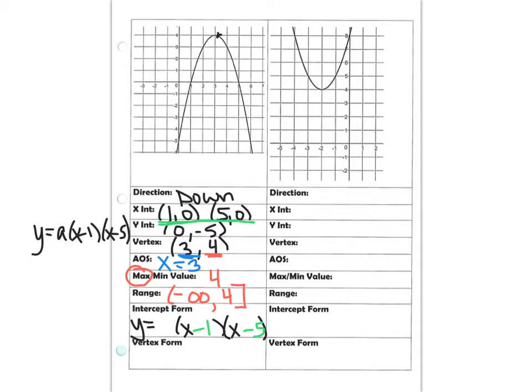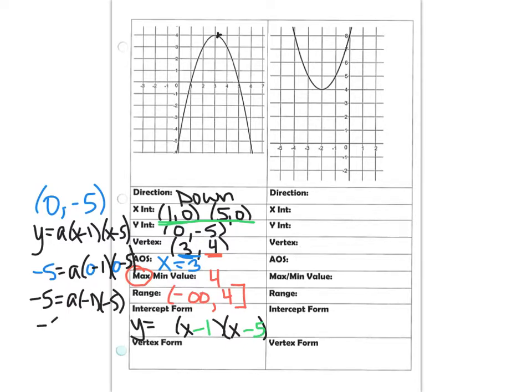So I get, let's choose one of the, let's choose my y-intercept. So 0, -5. I like zeros and ones. -5 equals a times 0 minus 1 times 0 minus 5. Whoops, I ran out of room. That's okay. Not the first time. -5 equals a times -1 times -5. So -5 equals 5a, and a equals -1.